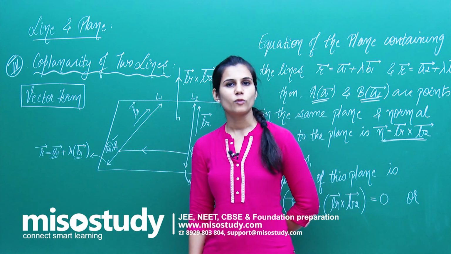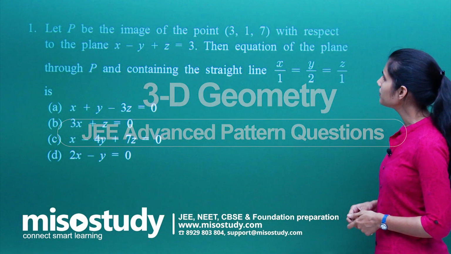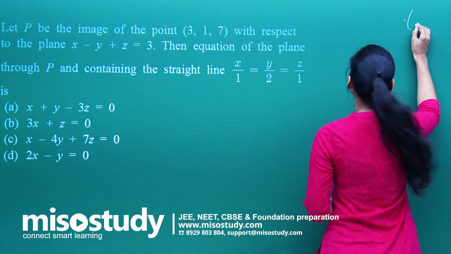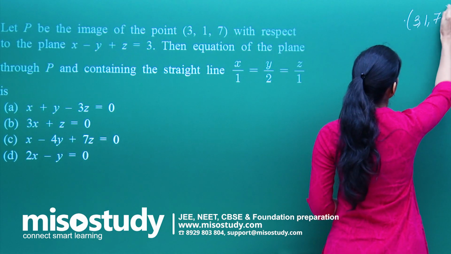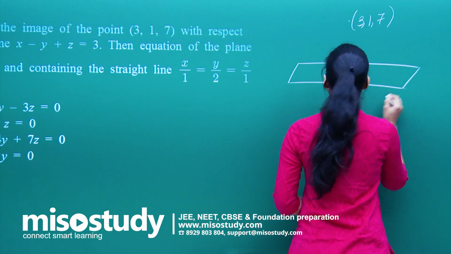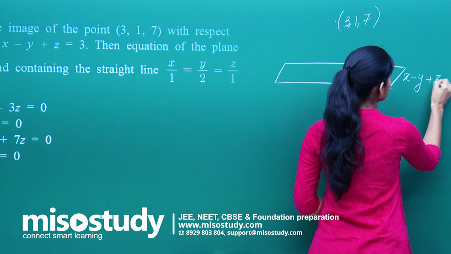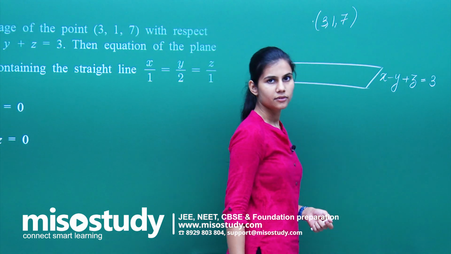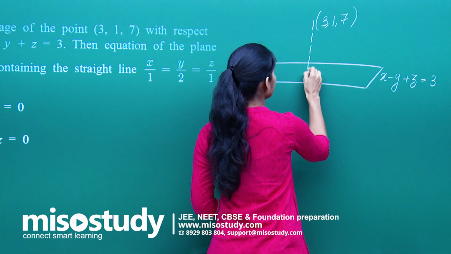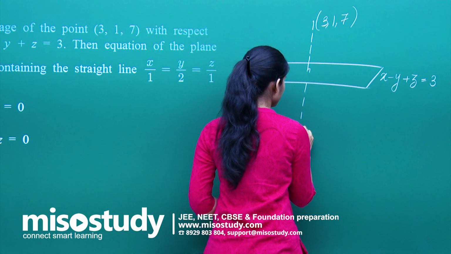And that plane's equation is given by, the first question says that P is the image of this particular point with respect to this particular plane. So the point given to you is 3, 1 and 7, and the plane's equation is x minus y plus z equals 3. Clear? Now, this is the perpendicular drawn from the point to the plane, and I want to talk about its image.